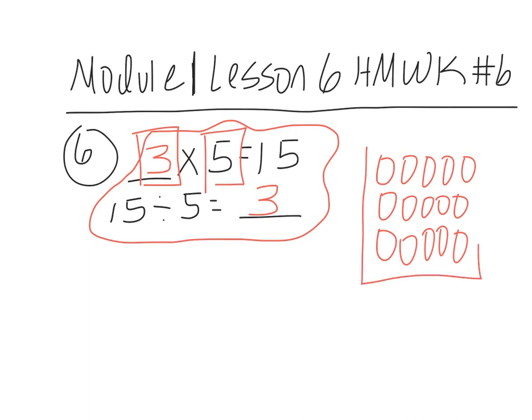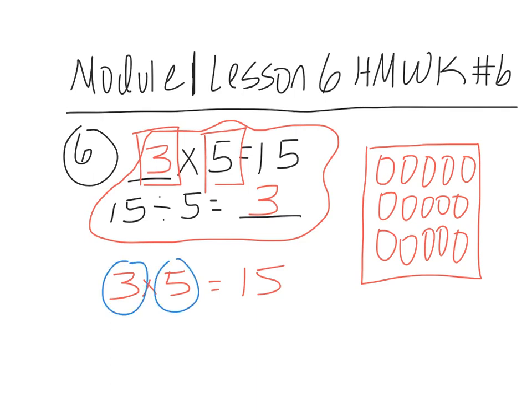Here's my rectangular arrangement or array, and the total obviously is 15. So we talked in class today that this number represents the number of groups, this number will represent the number in each group, and then this number represents the total. Same thing with the division problem.